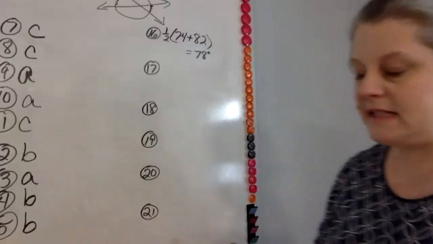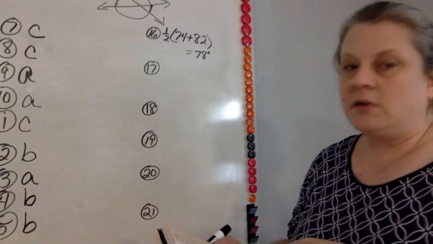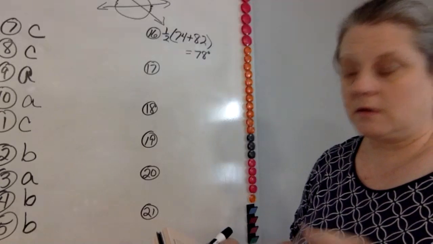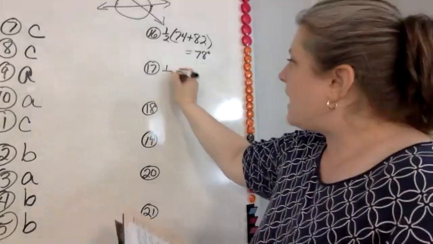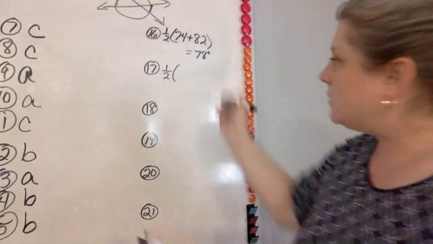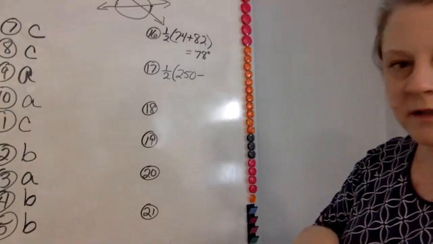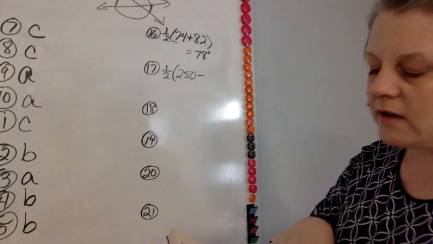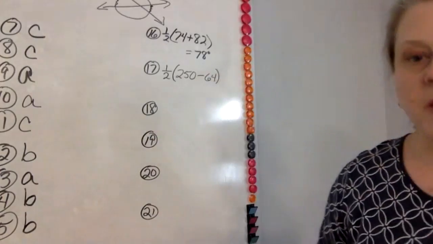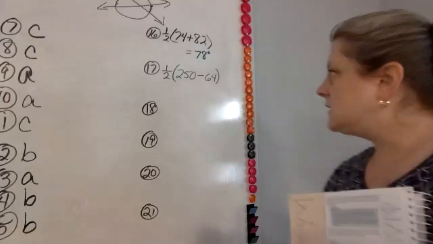Now, on number 17, you're looking for Y. Y is outside the circle. So when it's outside, do I add them or subtract them? You subtract. So you're going to have half of the two arcs that it intercepts. The big arc shows you as 250 degrees. That's cut off where the two lines cross and touch the circle. And then the little arc on the inside is 64. So you subtract those two numbers and then divide by 2. So 250 minus 64.